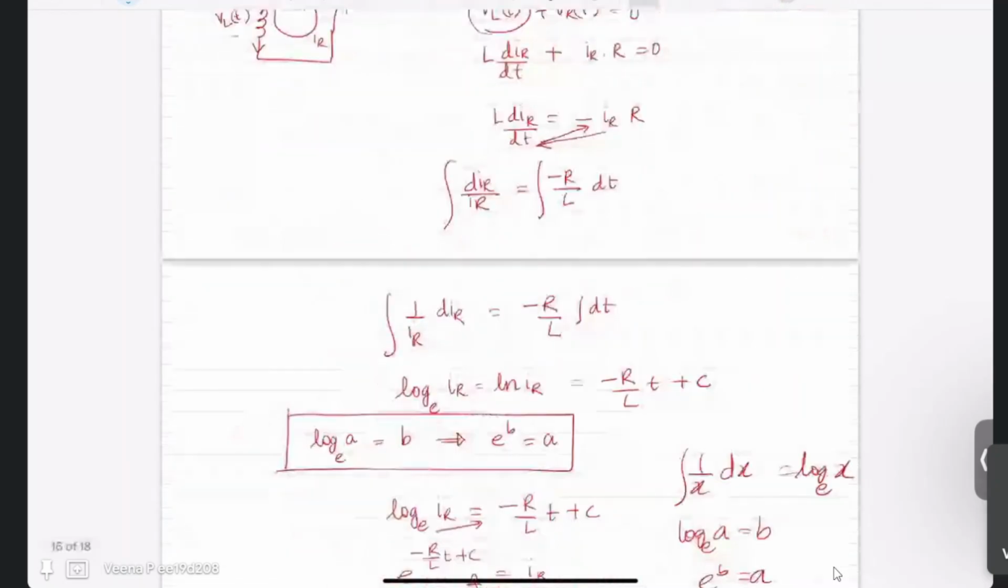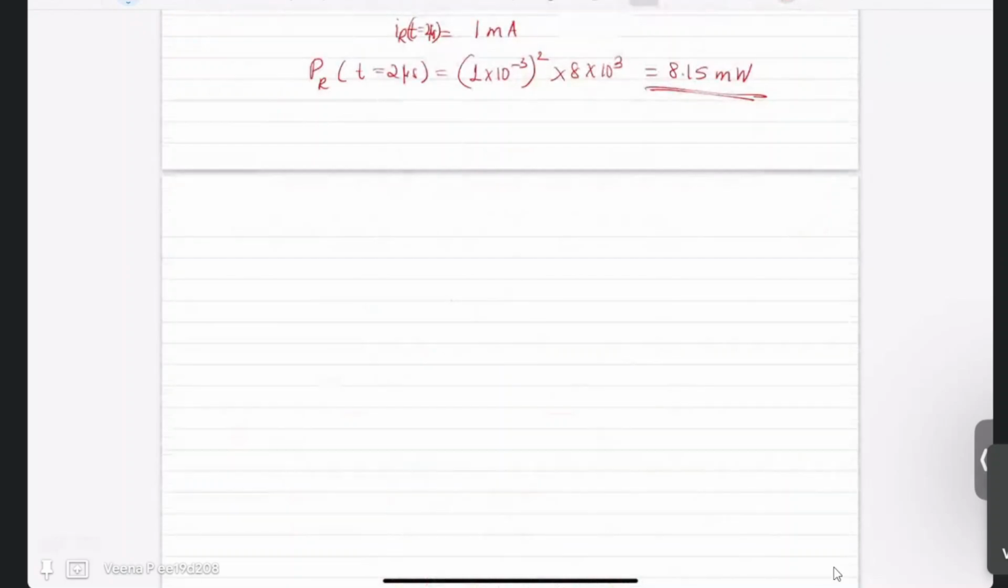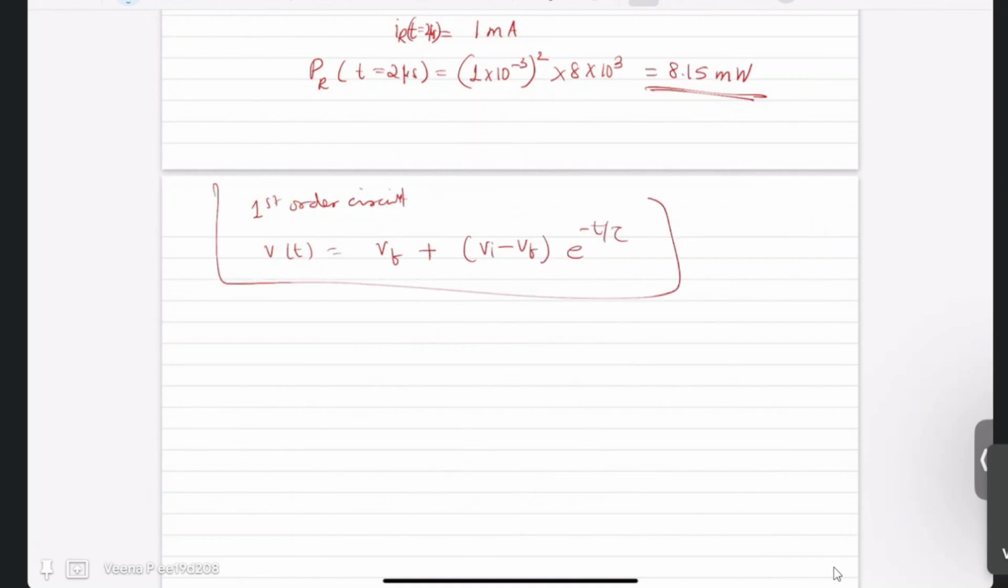So there is one shortcut for a first order circuit. The voltages as well as currents at any point of time, that means a voltage at any time is the final value plus initial value minus final value, e raised to minus t by tau. This is true for any first order circuit. So if you want to find a current at any time, that current will be the final value plus initial minus final, e raised to minus t by tau.